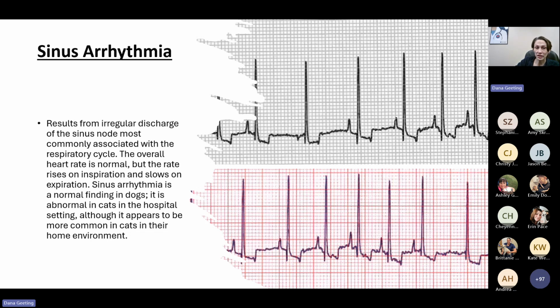Sinus arrhythmia is a normal finding in dogs, and it is abnormal in cats in the hospital, although it does appear more commonly with cats at home.